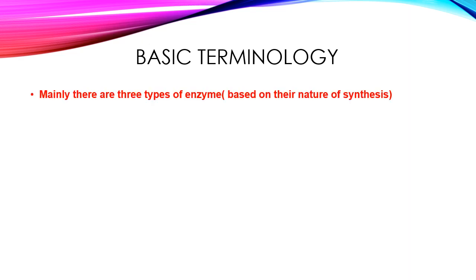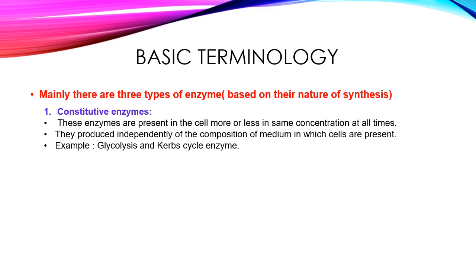There are mainly three types of enzymes based on the nature of their synthesis. That is, when they are synthesized, in which condition they are synthesized. On that basis, they are divided into three types. The first one is constitutive enzymes. These enzymes are present in the cell almost all the time in a particular given concentration.